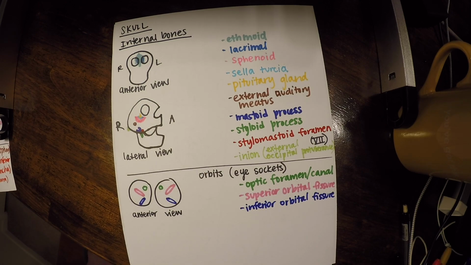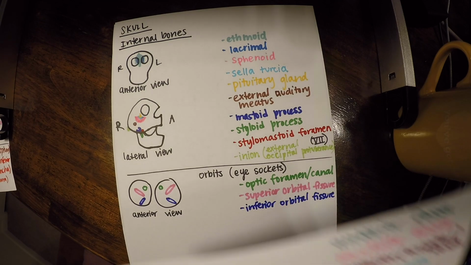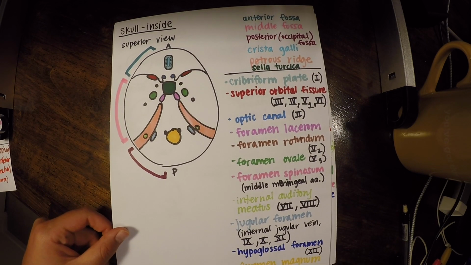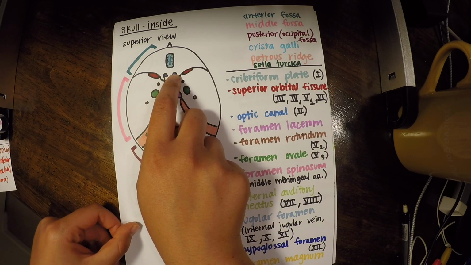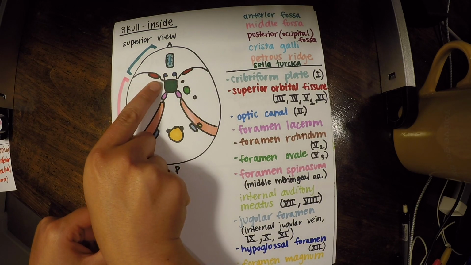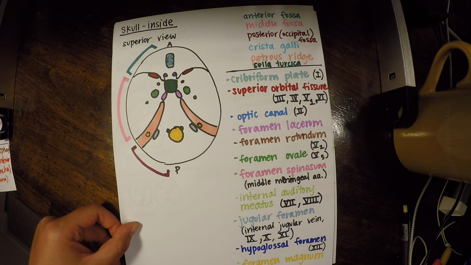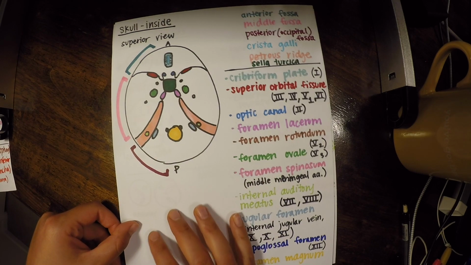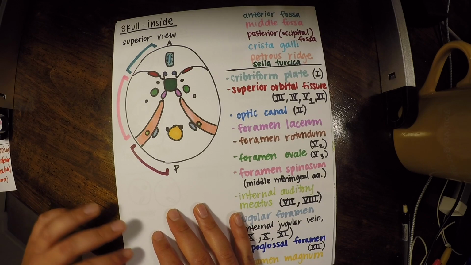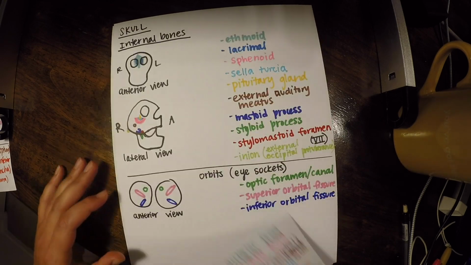So just pointing a few structures out. In our last picture, here is our optic canal, and then we have the superior orbital fissure right here. Those are things that we can see from the inside superior view of this skull. Essentially, it is like a transverse cut through someone, and that's how we're looking down inside the skull.